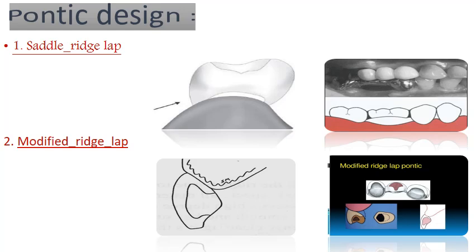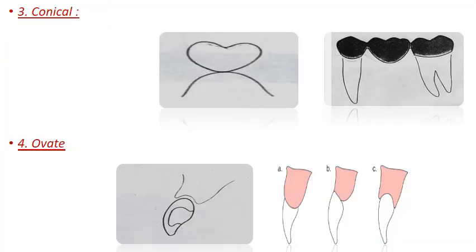The design gives the illusion of a tooth and possesses all or nearly all convex surfaces for ease of cleaning. The convex configuration allows the dental floss to maintain continuous contact throughout the entire surface and therefore provides thorough plaque removal. Number 3, conical pontic.